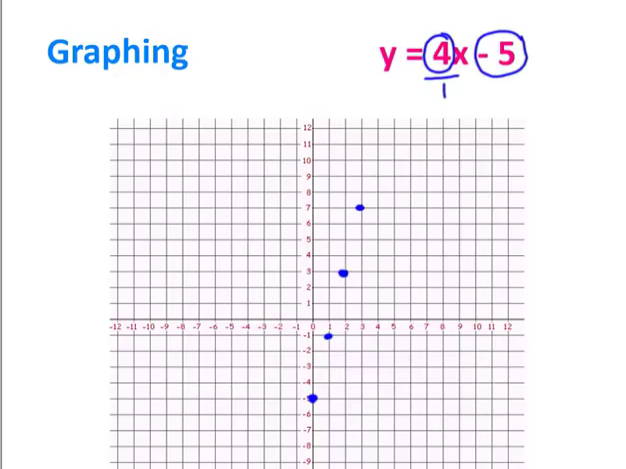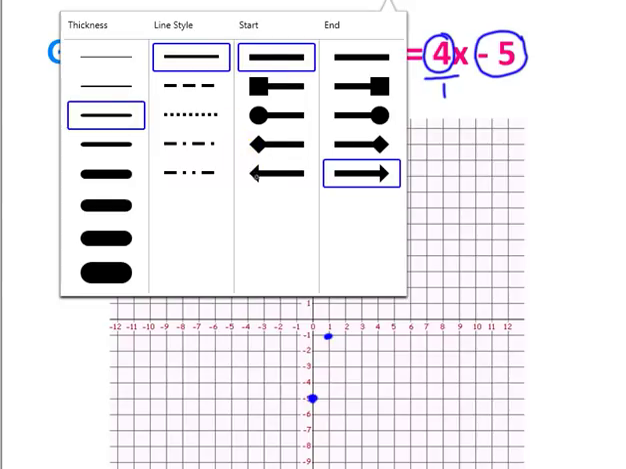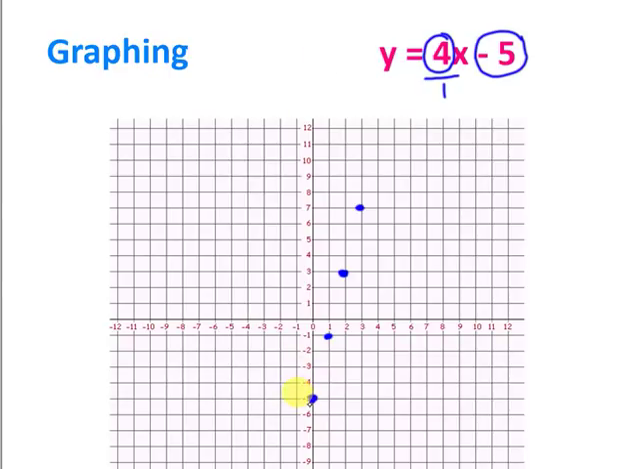Then you get your ruler, and I'll get my little line tool here. And we are going to draw a straight line. And there is our line that we just graphed.